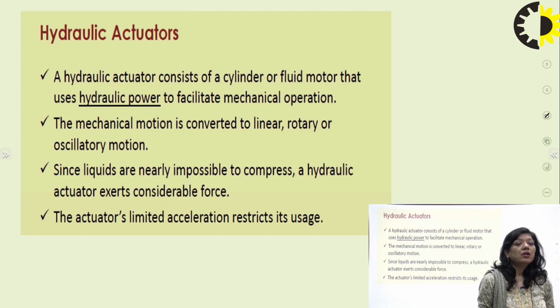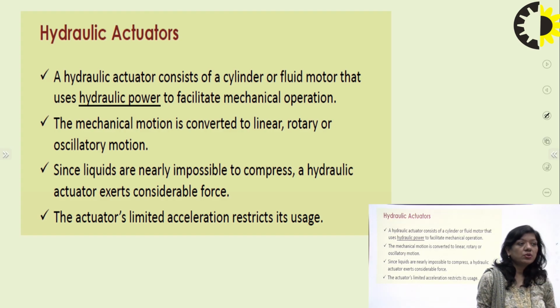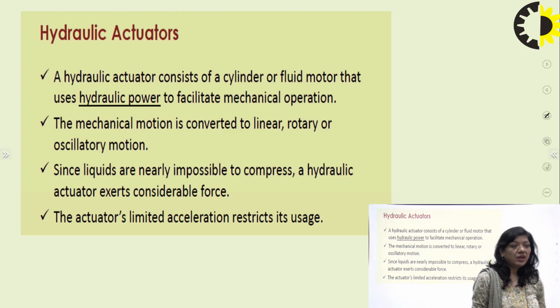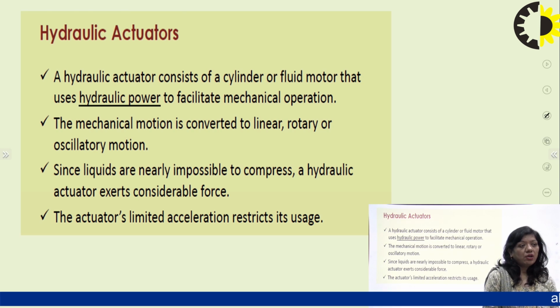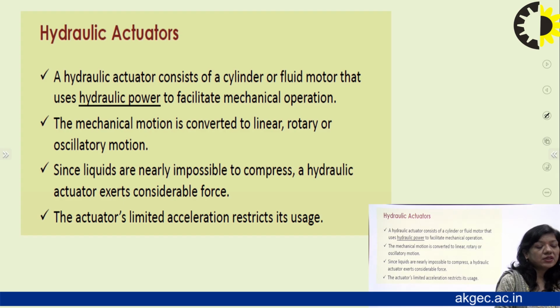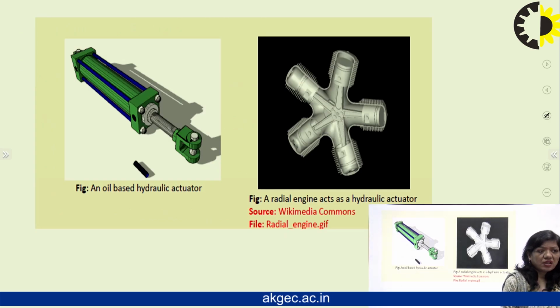So what is a hydraulic actuator? A hydraulic actuator consists of a cylinder or fluid motor that uses hydraulic power to facilitate mechanical operation. The mechanical motion is converted to linear, rotary or oscillatory motion. Since liquids are nearly impossible to compress, a hydraulic actuator exerts considerable force. The actuator's limited acceleration restricts its uses. These are the figures of a hydraulic actuator.